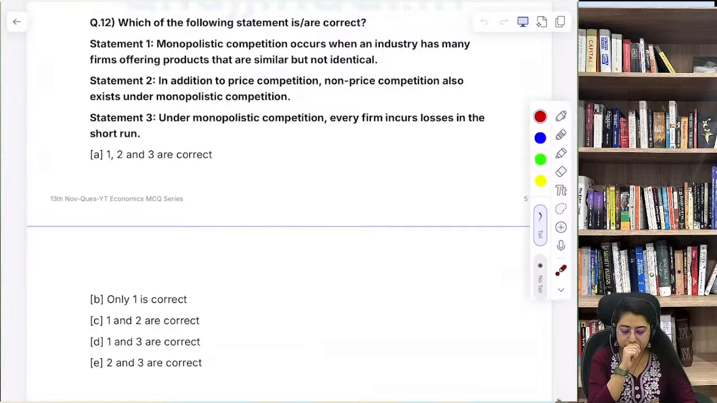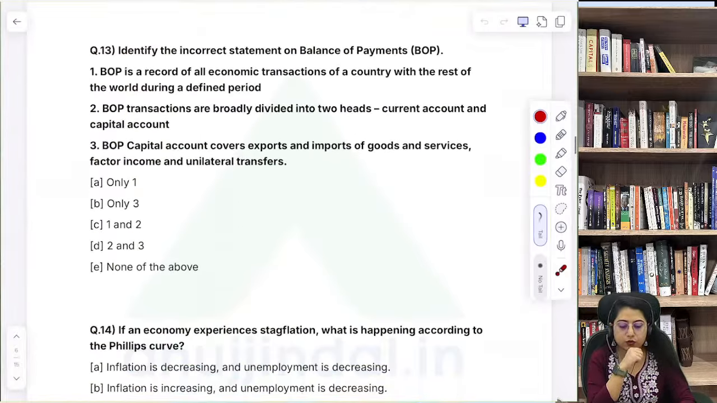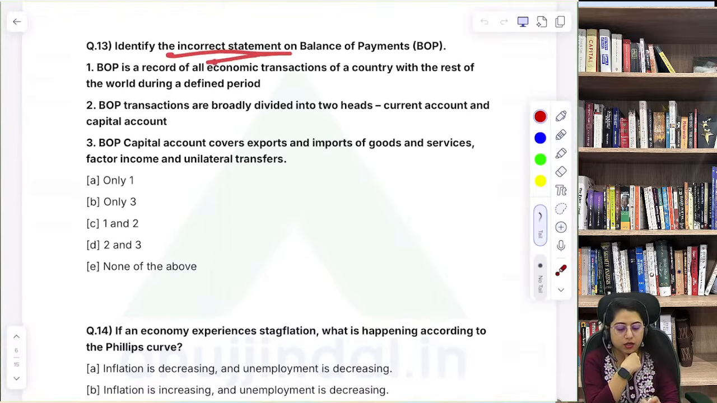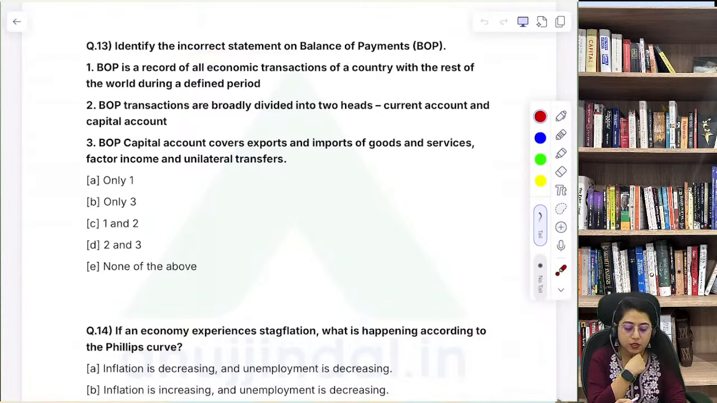Okay, correct, correct, correct. Now moving on to the next question. Identify the incorrect statement on the balance of payments. BOP is the record of all economic transactions of the country with the rest of the world during a defined period. BOP transactions are broadly divided into two heads, current account and capital account. In short run, firm may face supernormal, normal profits and also losses. Yes, correct, Lahiri, you are absolutely right. BOP capital account covers exports and imports of goods and services, factor income and unilateral transfers.